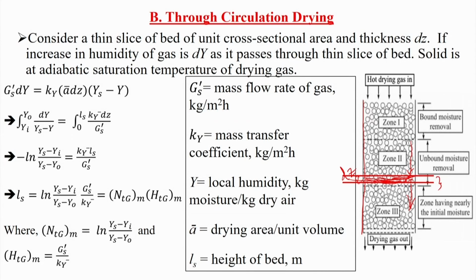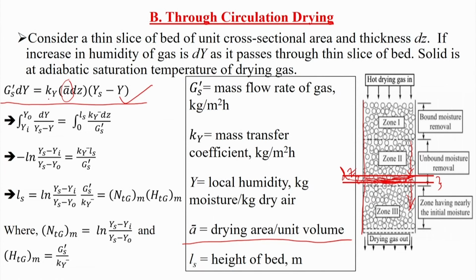Then we have Gs prime into dy for this slice, is equal to Ky into A prime into dz into Ys minus y, where A prime is nothing but the drying area per unit volume, dz is the thickness of the slice, Ys is the humidity of the solid, and y is the local humidity at any point.